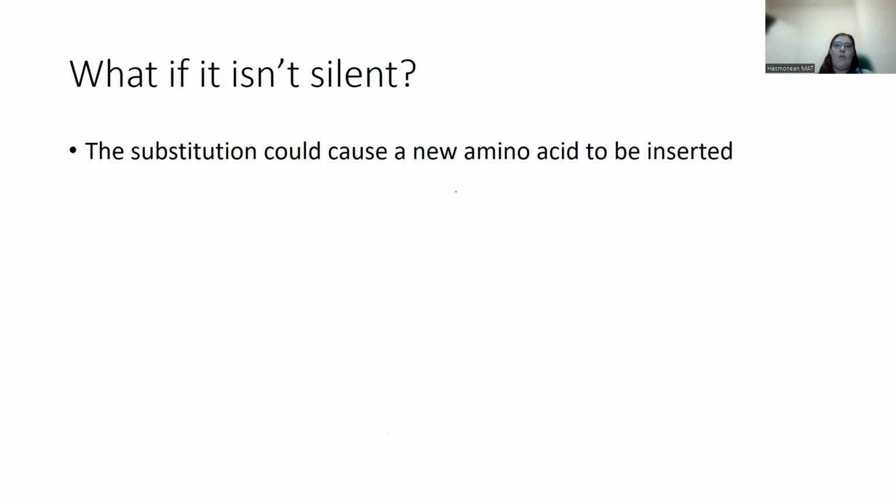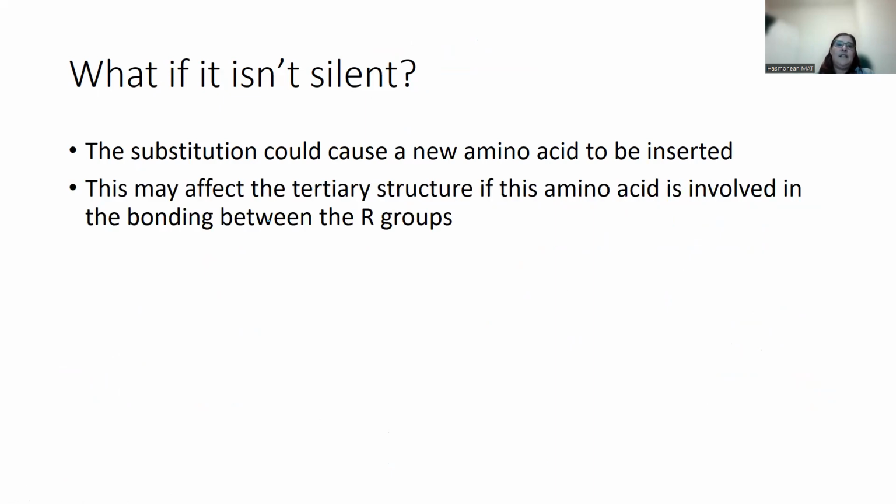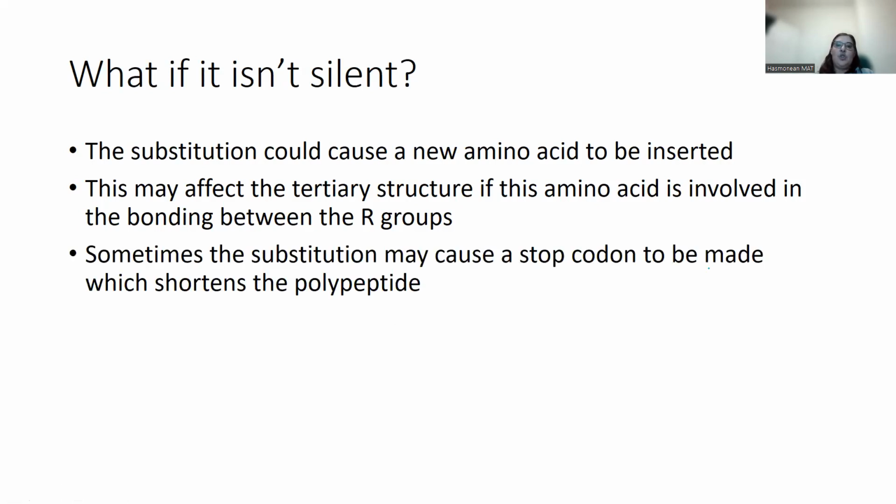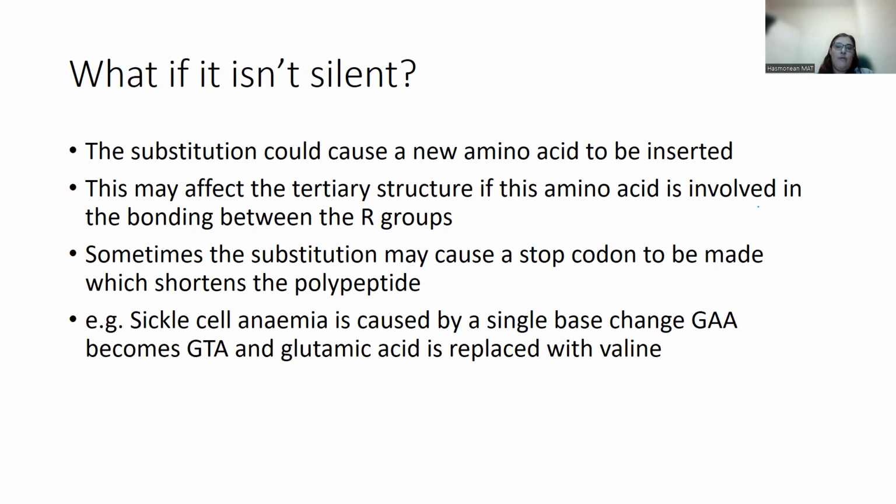Well, possibility number one is that you could get a new amino acid to be inserted, obviously. And if that amino acid is involved in the R group bonding, then the tertiary structure will now change. So for example, the active site may no longer be specific and complementary to the substrate, or the binding site on a hormone may no longer be complementary to its receptor, whatever it happens to be. Sometimes a substitution could cause a stop codon, and that is going to shorten the polypeptide. So if normally the polypeptide would have gone on for a long time, then maybe a mutation could introduce a stop codon, getting a very short protein.